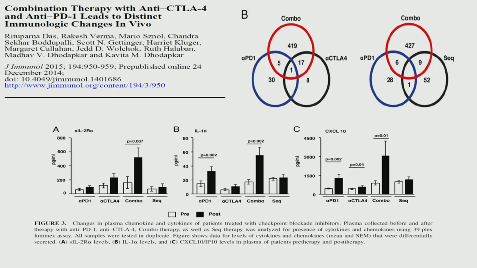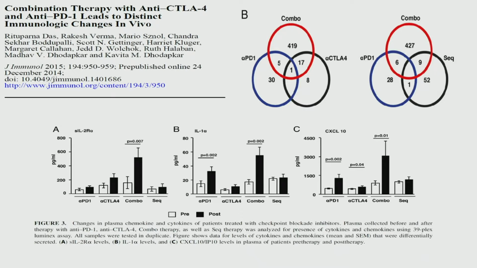If you looked at gene expression in T cells and monocytes in the peripheral blood, you got a whole subset of genes. This is shown here. The first set of slides really shows that in T cells you get a whole set of genes that are upregulated by the combination that you don't see with either agent alone. That's also true in monocytes.